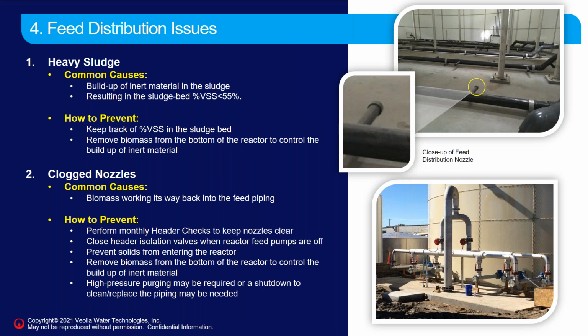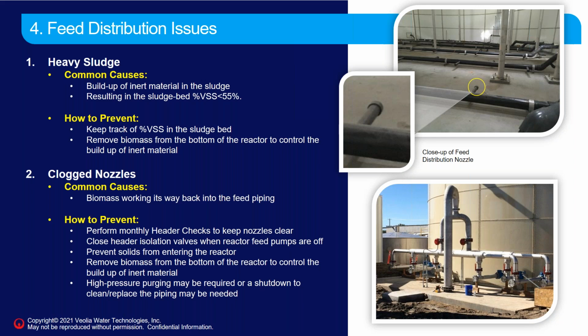or if you have backwards flow. So ways to prevent this is the header checks. This is another operational procedure we prescribe in our O&M manual. That's usually every couple of weeks or a monthly procedure to blast water through each individual header to keep them clean and prevent solids from entering the feed pipes. So again, you can help with the TSS coming into your system, trying to remove it before it gets in the tank. You can remove your biomass, like we said above, to prevent the buildup of inert material.